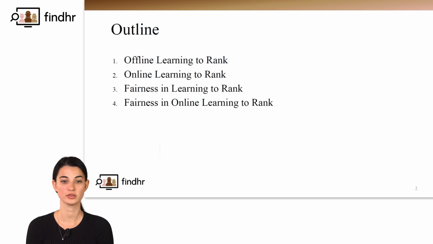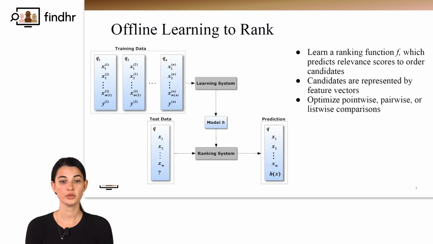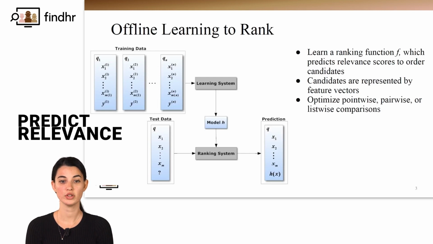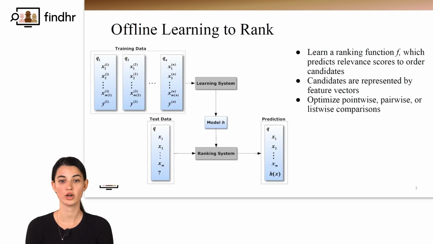Learning to rank is about learning a ranking function that can be used to predict the relevance of each candidate in the context of recruitment. Relevance scores reflect a candidate's predicted fit for a job. Candidates can then be ranked by sorting this relevance score in decreasing order, placing the candidates who are predicted to be most qualified at the top.